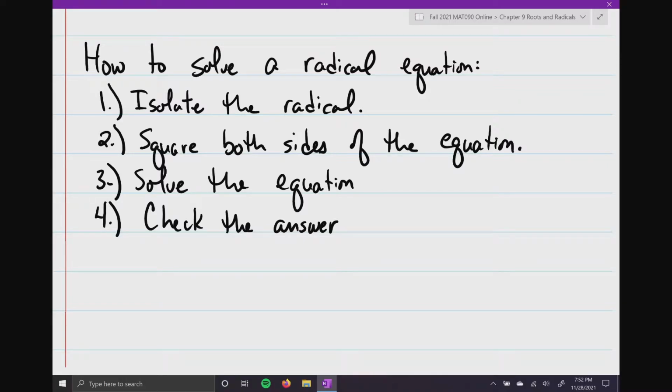So to solve a radical equation, the first thing you're going to want to do is isolate the radical. Then you're going to square both sides of the equation. Step 3, you're going to solve that resulting equation. And then 4, you always want to check your answer. So before I even do an example, I want you to be aware of what's happening here, okay?